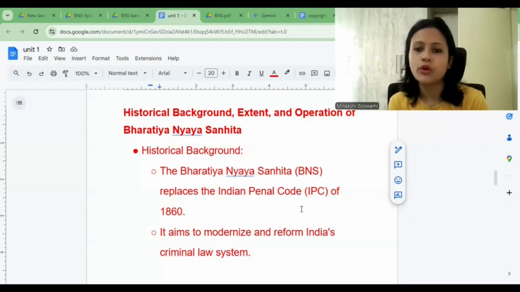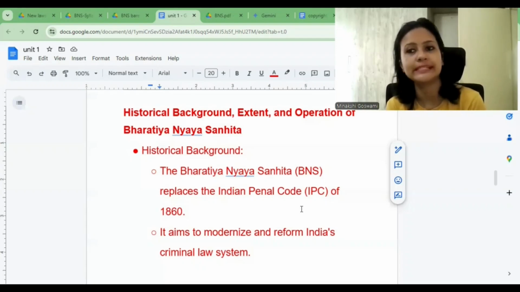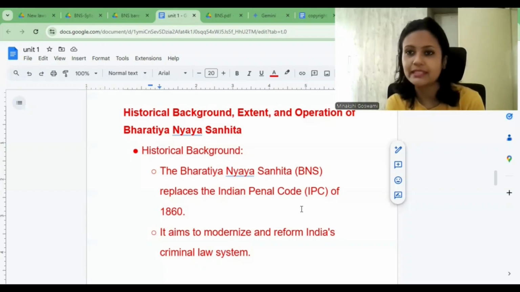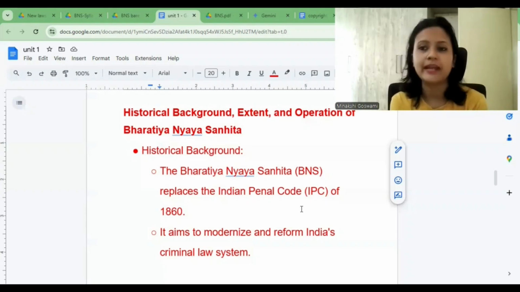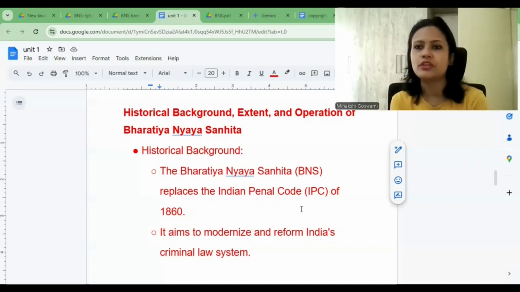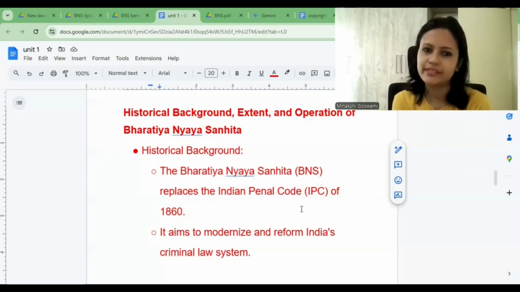So this new code, BNS, introduces a fresh perspective on offenses, on punishment, and on procedural aspects, which aims to create a more just and equitable legal system. Once we start studying the different sections and different types of offenses, you will get to know in detail how BNS is a bit different from IPC in terms of its perspective. IPC wanted to give punishment to somebody who has done something contrary to the provisions of IPC, but BNS tries to provide justice in every possible given situation.